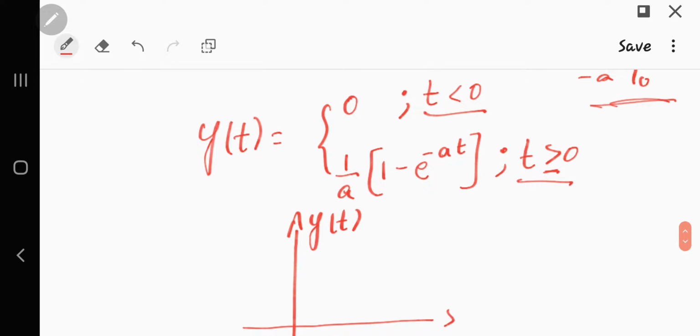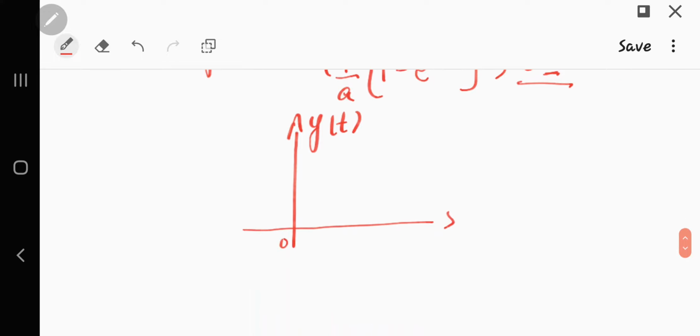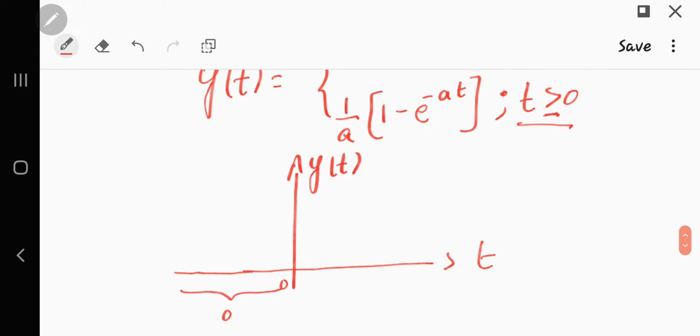So observe this, y of t is 0 for t less than 0. So that means for values of t less than 0, this part is 0 here. So no signal exists here. Now from this point, we have to plot the signal y of t. I have taken 1 by a outside. In the problem, it is given a will take the values only greater than 0.